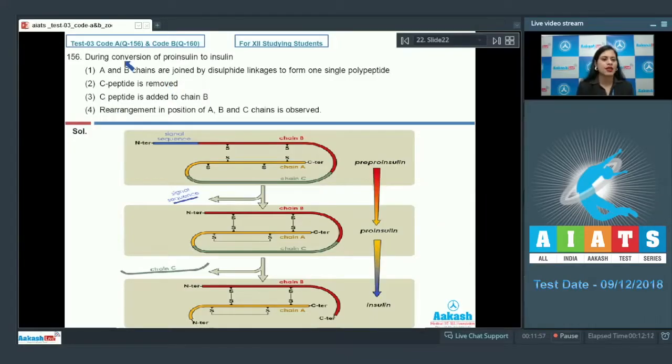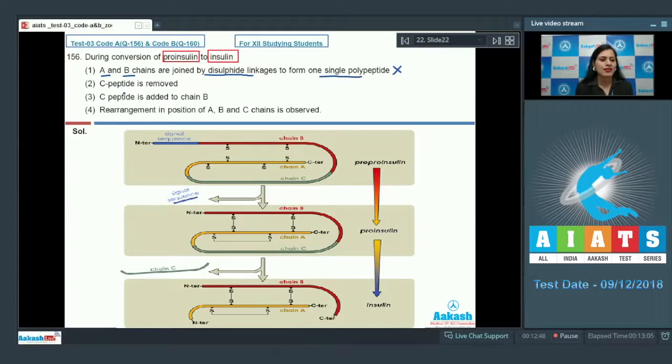Question number 156. During conversion of proinsulin to insulin, that is, during the conversion of immature proinsulin to mature insulin, what happens? The very first option given is A and B chains are joined by disulfide linkages to form one single polypeptide, and this is an incorrect option because as you can see here, this proinsulin, which consists of chain A, chain B and chain C, followed by the excision of chain C, will form two polypeptides in this mature insulin form comprising chain A and chain B.